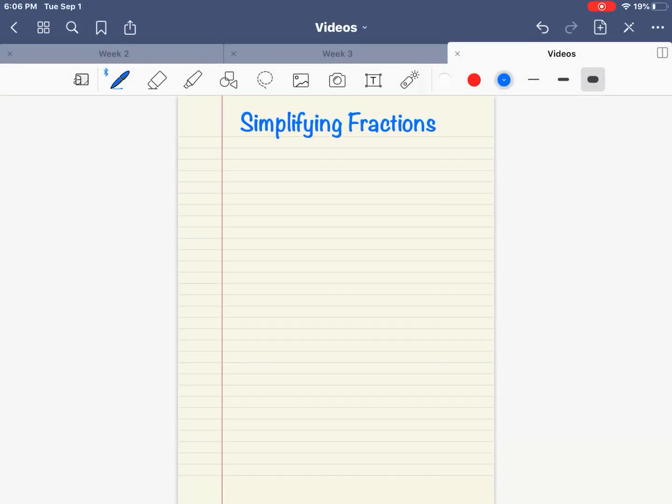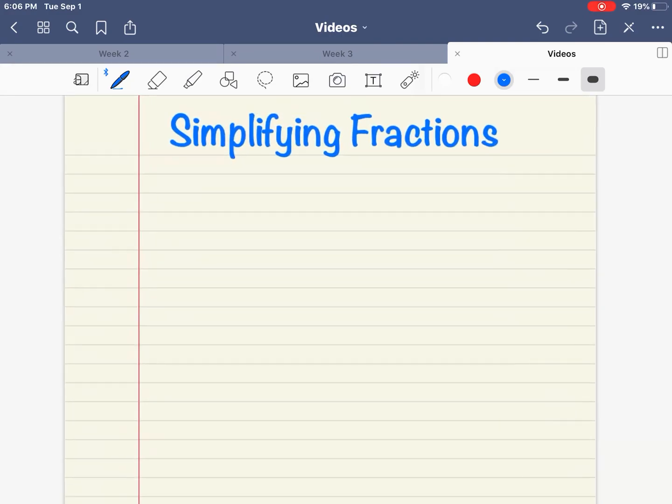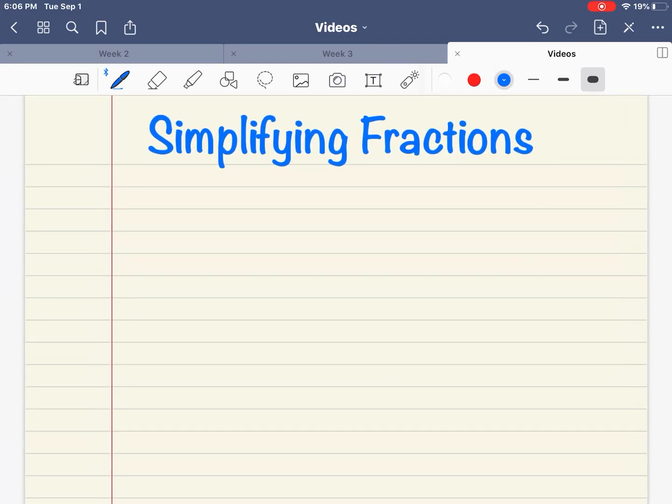I wanted to make a quick video for you about simplifying fractions. This is a skill you're going to need desperately this year and on throughout your math career. So just to refresh your memory on how to simplify fractions, you have a numerator, that's your top number, and a denominator.